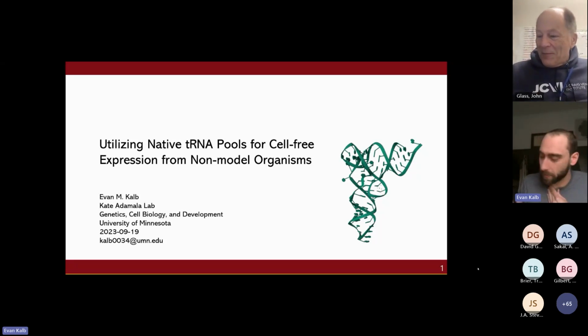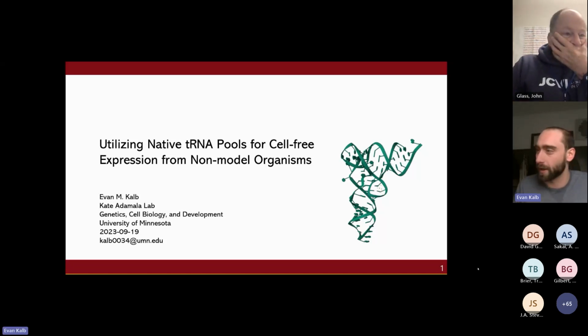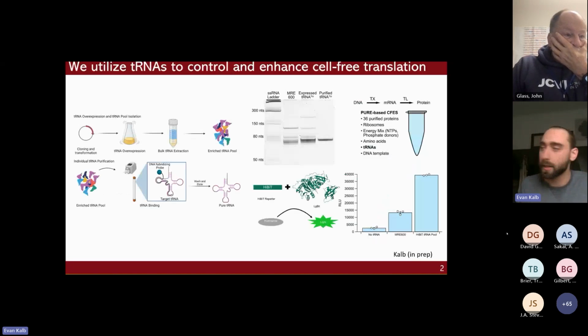I'm going to go through this really quickly and then pass it off to Andre, who I think is going to really give a little bit more detail to what we did here. But ultimately, what I'm interested in is tRNA. So my work looks at utilizing tRNAs to control and enhance cell-free translation systems.